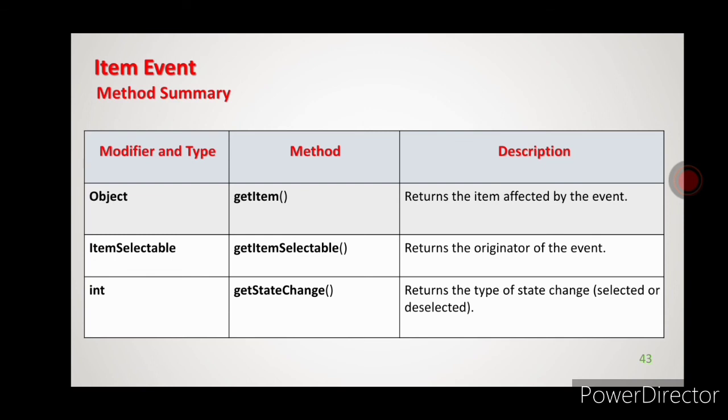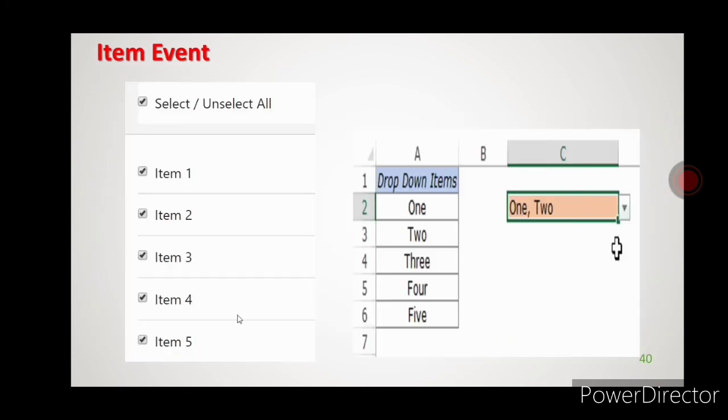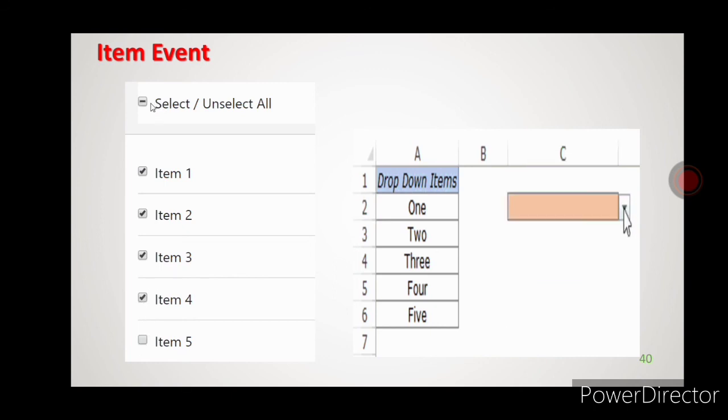Next, these are the methods which we will use with the item event. The first one is getItem, which returns the item affected by the event. See here, they are selecting item 1, item 2, item 3, item 4. getItem means suppose I click on item 2, it will return item 2 in the form of an object.